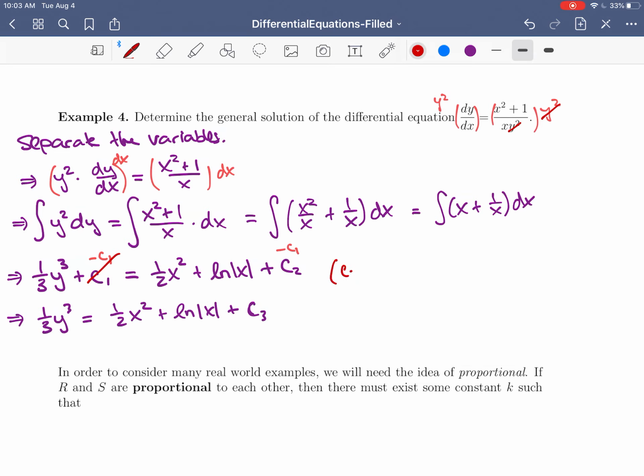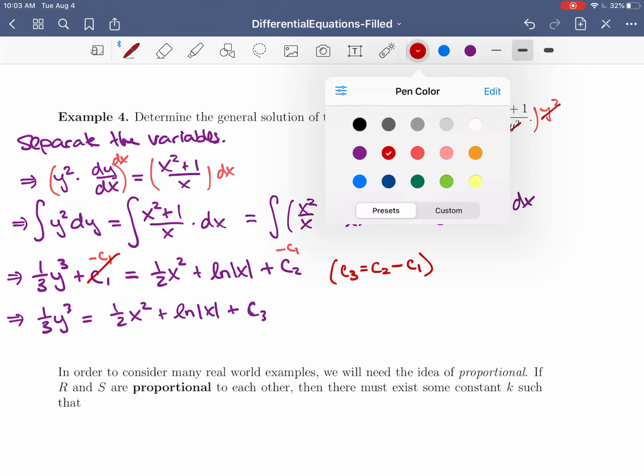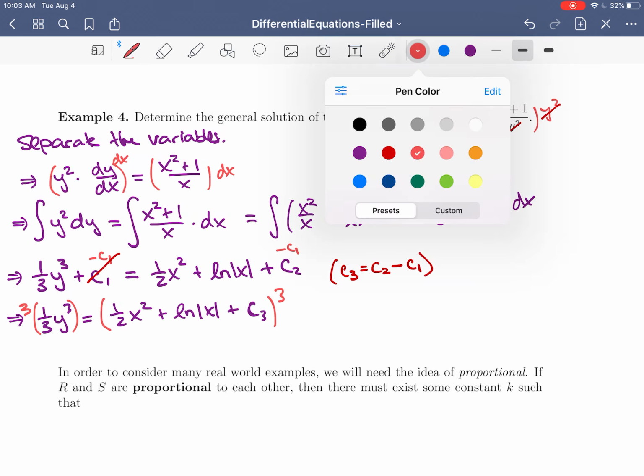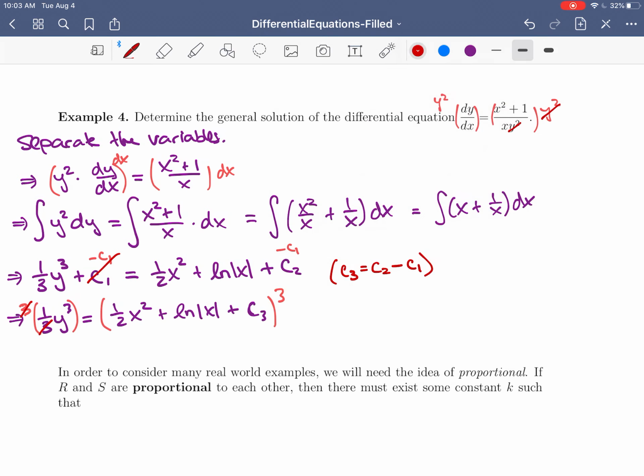Write it here. So C3 is some other constant that's going to be C2 minus C1. I'm only doing this to show you that you don't actually have to care about these different C's. They're always just going to end up being a constant. So now what I'm going to do is times both sides by 3 so that the 3 on this side cancels with the 3 here, because then I'm just going to have y cubed. So I times everything by 3.